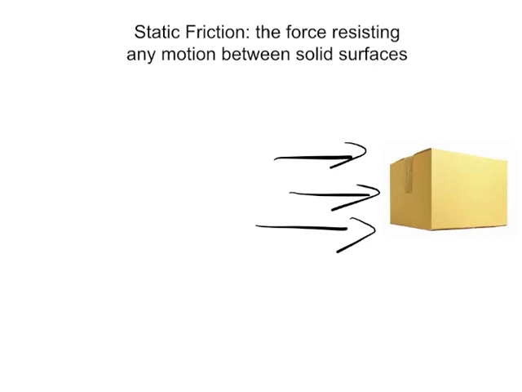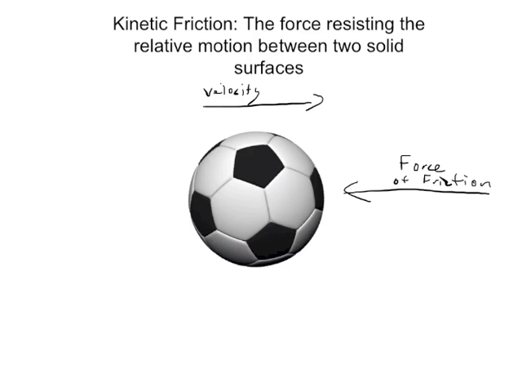Of course, even once the box starts moving, there's still a force of friction acting on it, and this is kinetic friction. Kinetic friction is the force resisting the relative motion between two solid surfaces. For example, the soccer ball we mentioned earlier experienced kinetic friction that causes it to slow down and eventually stop moving after you kick it.